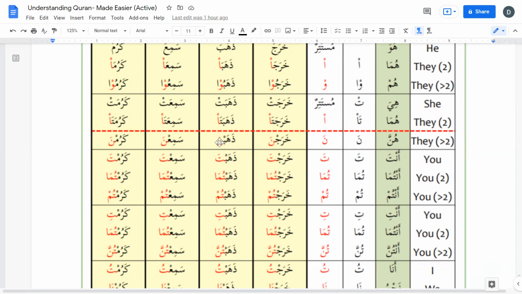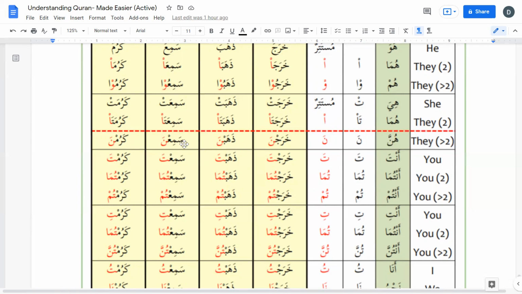of the fa'ala pattern. We need to put sukun on it. So zahaba is the original huwa form. We need to put sukun on the lam letter, ba, zahab, and then we add na of hunna. So zahabna, they all went, all females, they all went.